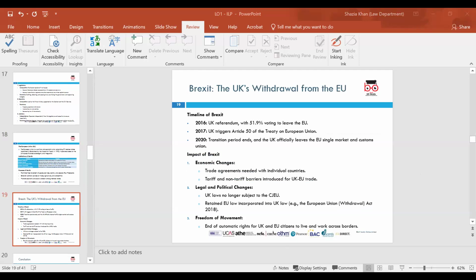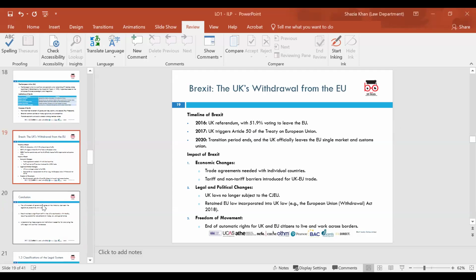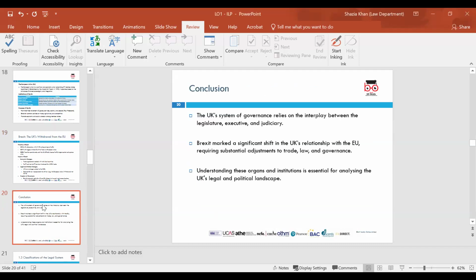So the impact of Brexit was things like the trade and the laws no longer being subject to the Court of Justice. And we don't have free movement. We've got to apply for visas now to go. So if we were part of the EU, we could, so there are some discrepancies and some impact of us coming out of the EU, and it did impact on the UK. So the UK governance relies on the three bodies, which is the legislature, executive, and the judiciary. And Brexit had an impact on the UK.